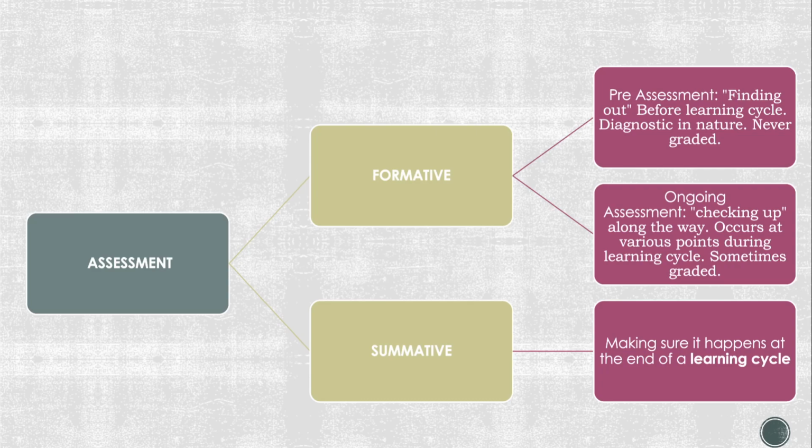Summative, making sure it happens at the end of the learning cycle. So we have these two main types of assessment. Each of them happens at different points in the learning process. Formative, which occurs both before and during the learning process, and then summative, which happens at the end of key segments in a learning cycle or at the end of the learning process. Right?